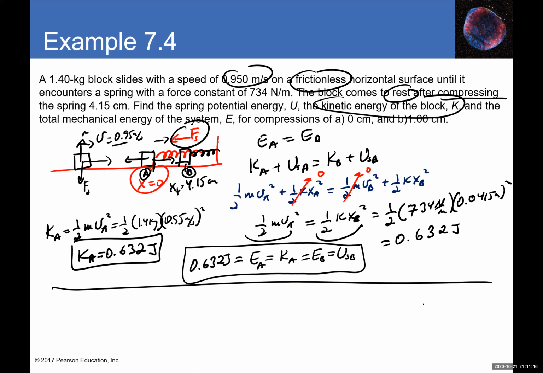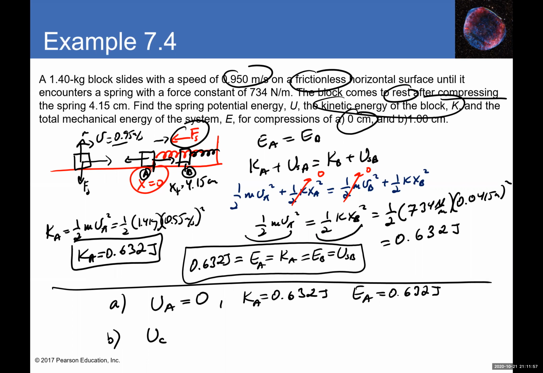Now let's look at part A. It says, what are those quantities at point A, specifically at point A? Well, I can say this. My potential energy at point A, which again we kind of talked about, right, is 0, because x is 0. My kinetic energy is 0.632 joules, then my total energy is 0.632 joules.